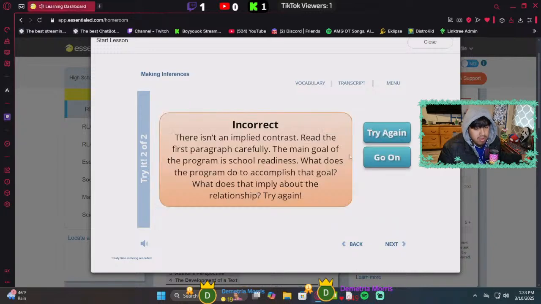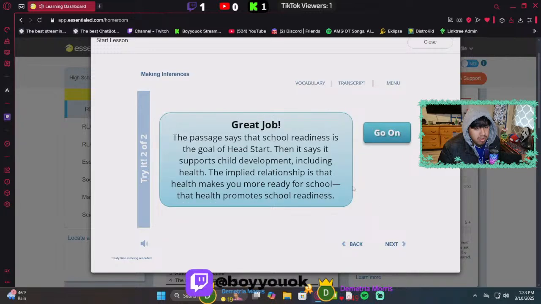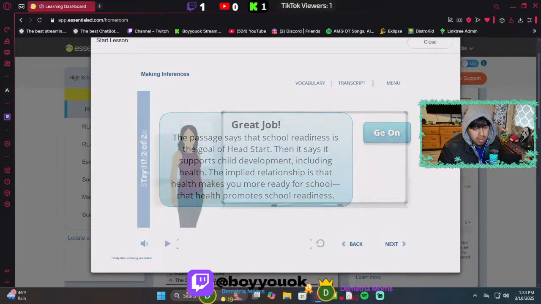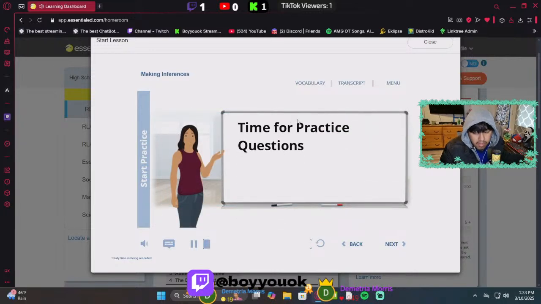Okay. There isn't an implied relationship. Great job. Very good work on these exercises.